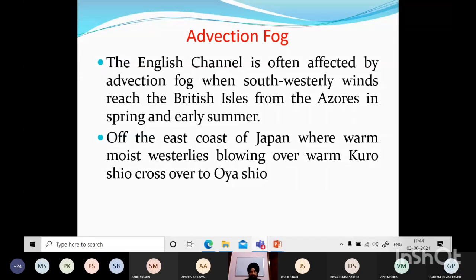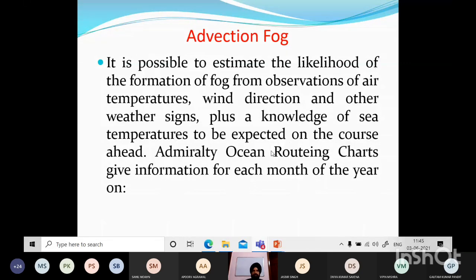Now Japan में भी क्या होता है? Off the east coast of Japan, where warm moist westerlies blowing over warm Kuroshio cross over to Oyashio, which is a cold water. So there again you see this advection fog forming there. Why? Because of this warm Kuroshio. तो ये तीन जगह है जहाँ पे advection fog आपको very commonly मिल जाएगा.